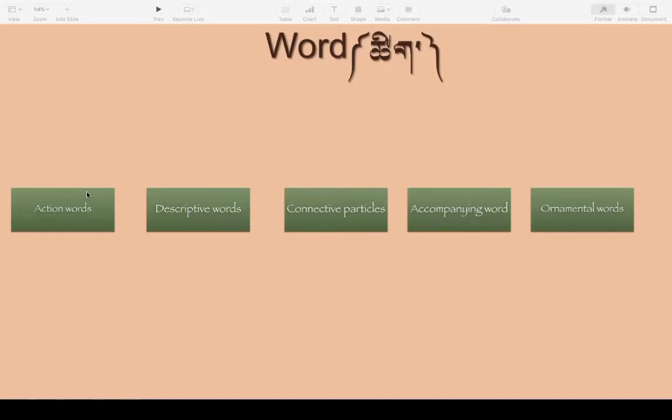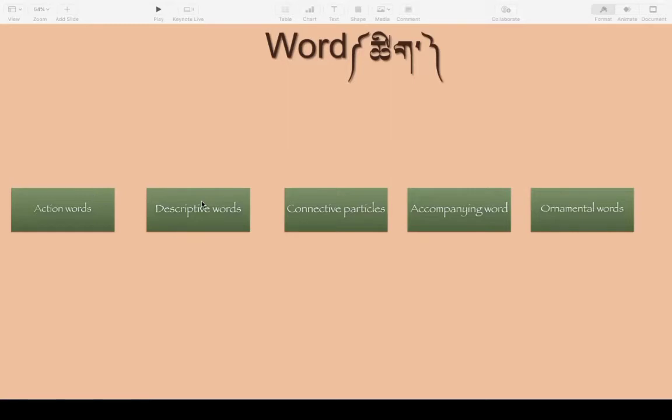Action words are any words in Tibetan which show action. For example, sawa means to eat, jongwa means to study, deba means to sit, lopa means to teach. So these are the words that actually show action. So these are action words.